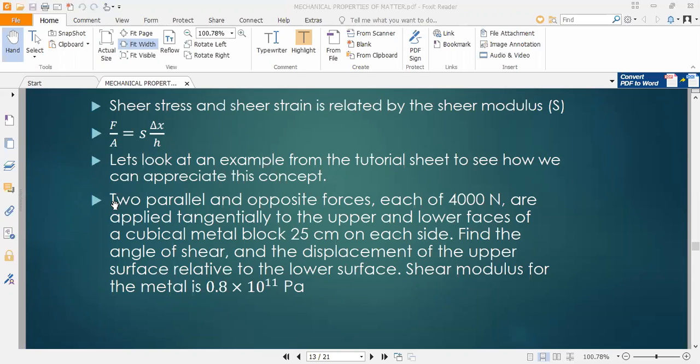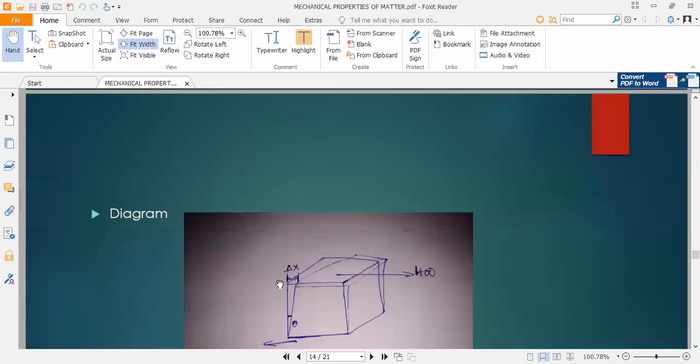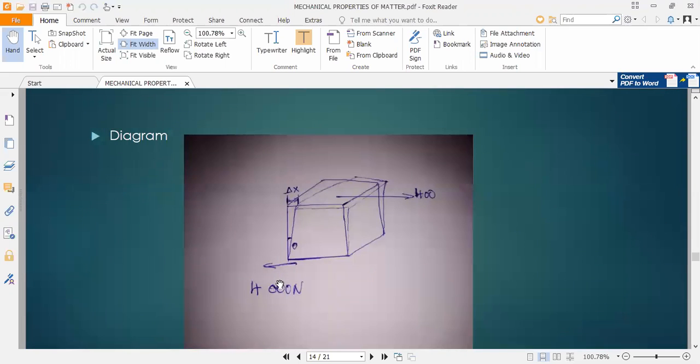Like I said earlier on, when you're reading a question, try and read it twice or 3 times so that you make sure that you understand the question. Let's look at a diagram to visualize what they're saying. I had to draw it with my pen. We see 2 parallel forces. Note that this is not 400, it is supposed to be 4,000. So this is 4,000 in this direction and 4,000 in that direction.